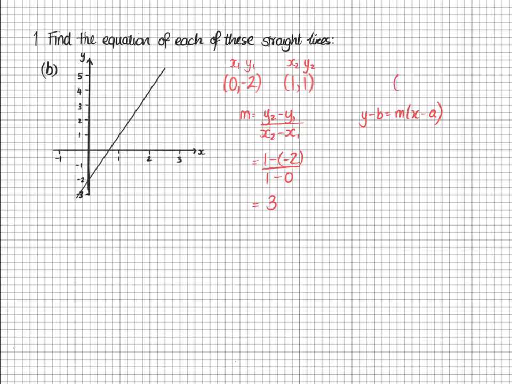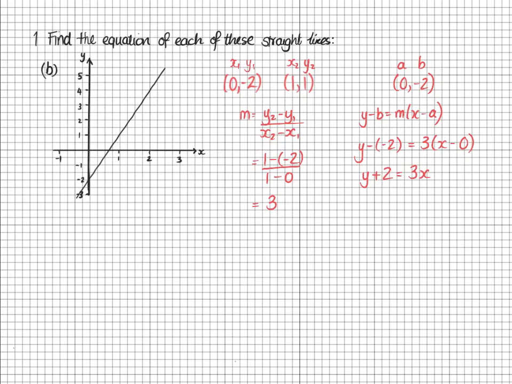Right, we'll use the first point, so we've got 0 and we've got minus 2. And that's our a and our b. So we're going to get y take away minus 2 is equal to 3, and then it's going to be x take away 0. So we have y plus 2 is equal to, we know that that 0 is going to go away, so we'll just get 3x.